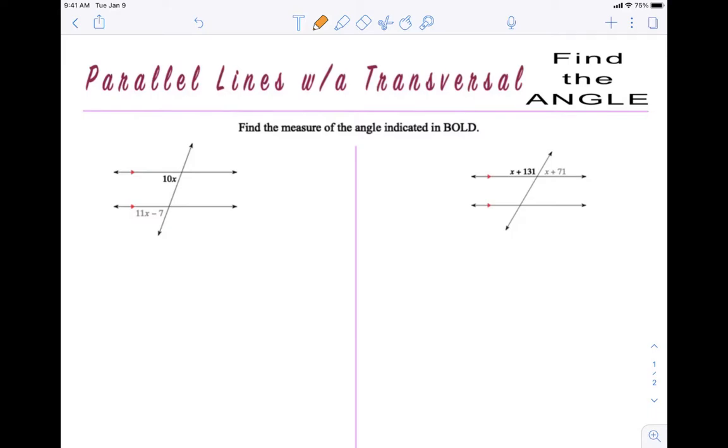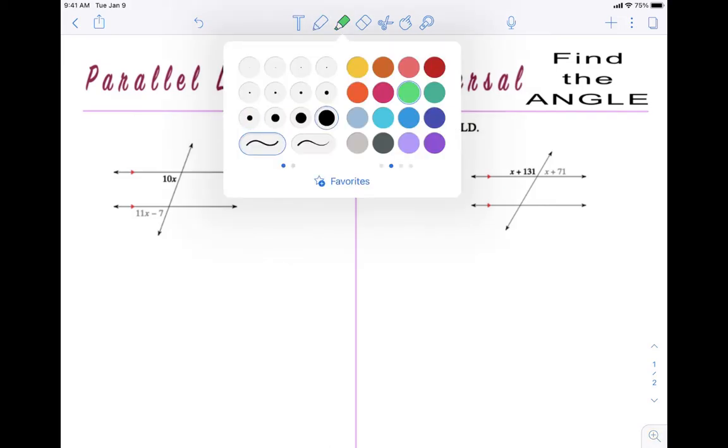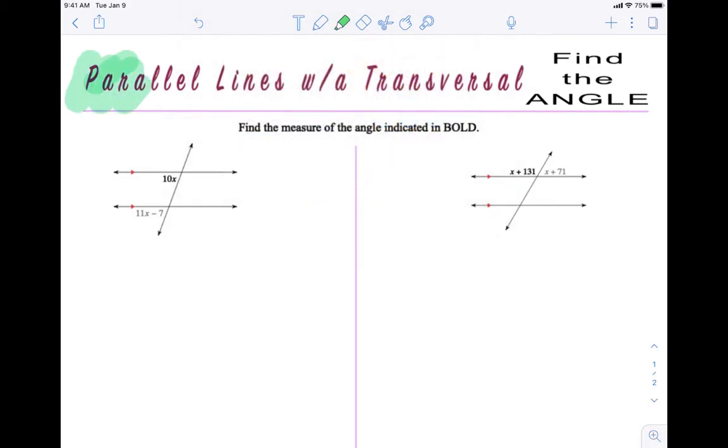Kiddos, we are on to the next lesson on parallel lines with a transversal. Find the angle, right? So make sure, please, you have your paper, you have your pencil, you have your notebook ready to write, okay? So here we are. Let us first highlight the name of our notes. They are called parallel lines with a transversal, emphasis on find the angle, right?